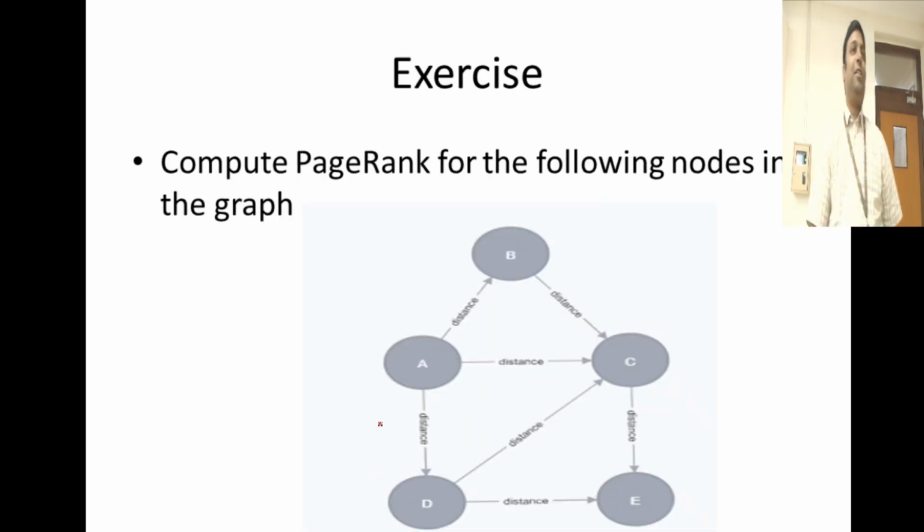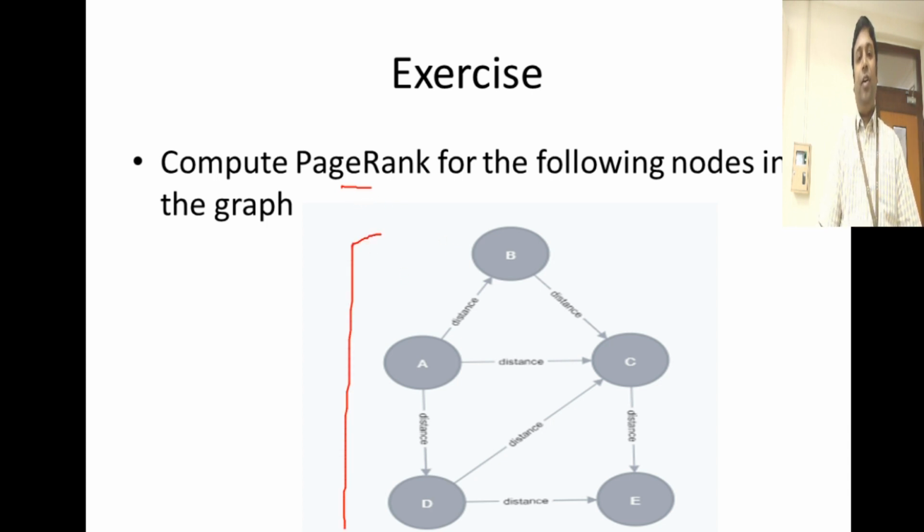Now let us go to the exercise. In this exercise, we are going to use Neo4j for computing page ranks to determine the influence of a node, how influential your node is in a graph. For that, we are going to use the PageRank algorithm. But even before that, we have to compute it manually to understand how PageRank works.